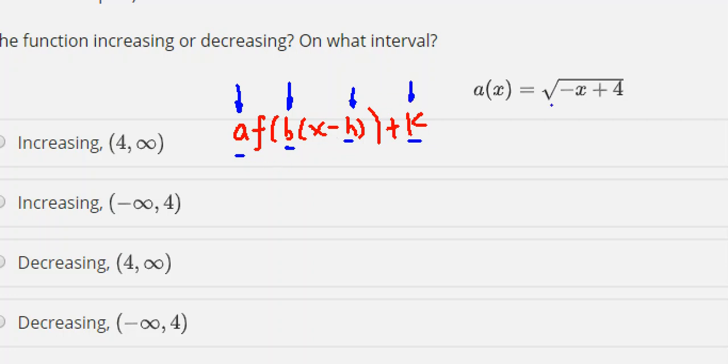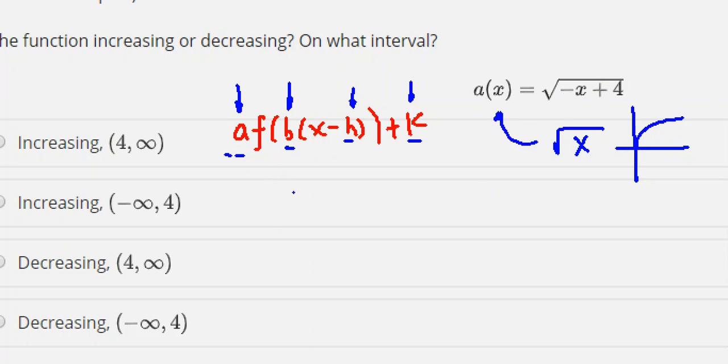So in this case, I hope that you recognize the square root of x is its parent function, and we do know the square root of x looks like this graph, right? Its domain is from 0 to infinity, and it's always increasing from 0 to infinity. So now, how do we achieve this function by identifying those numbers a, b, h, k? Let's take a look at that.